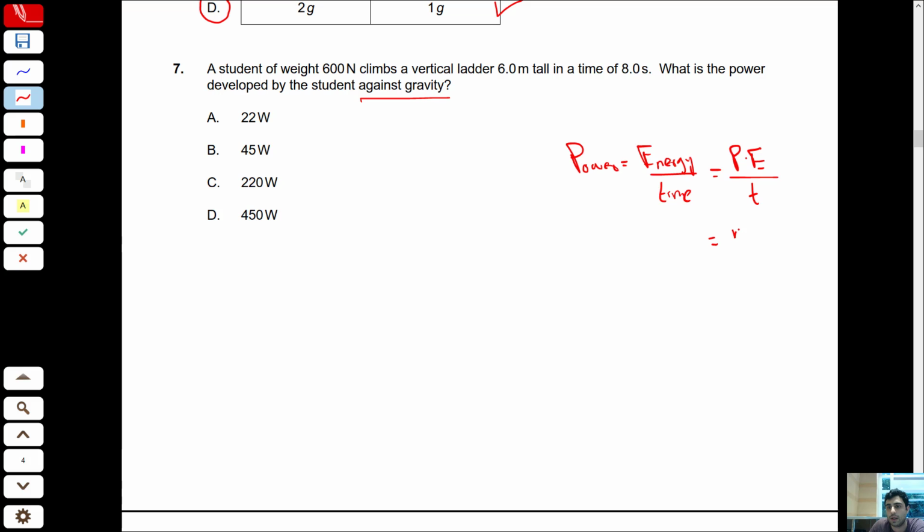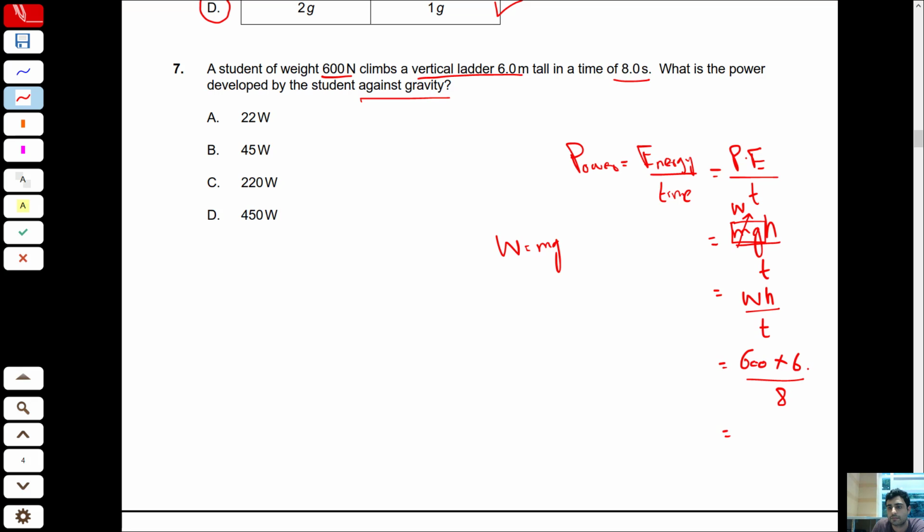And the formula for gravitational potential energy is just mgh divided by time. Now we also know that the weight is equal to mg, so why don't we replace this mg by W, which is the weight. So our new equation will be Wh over t. Now I think we are good to sub in all the values. The weight is 600 times the height. So the vertical height climbed is 6 meters, divided by the time. So the time taken is 8 seconds.